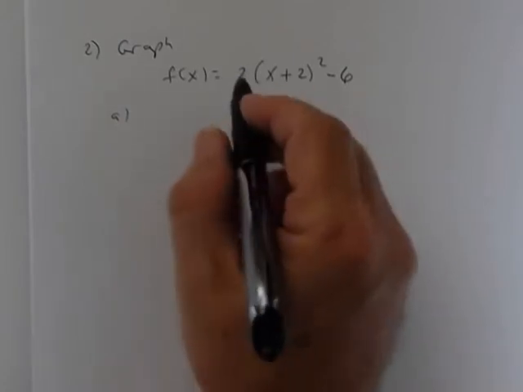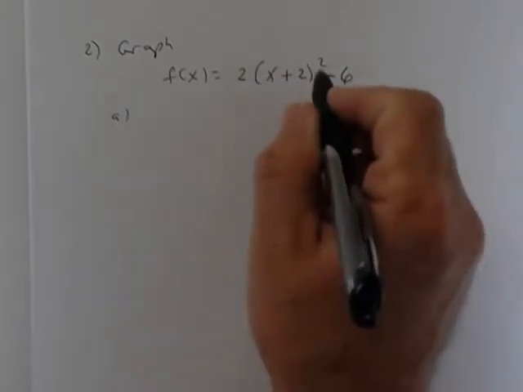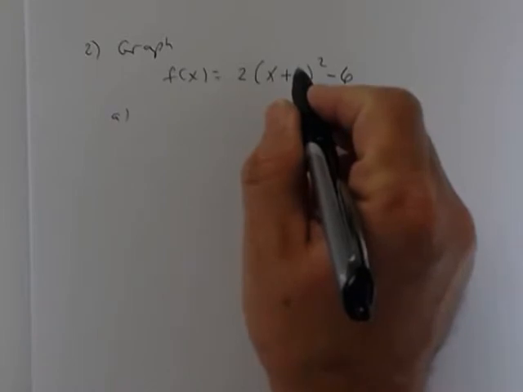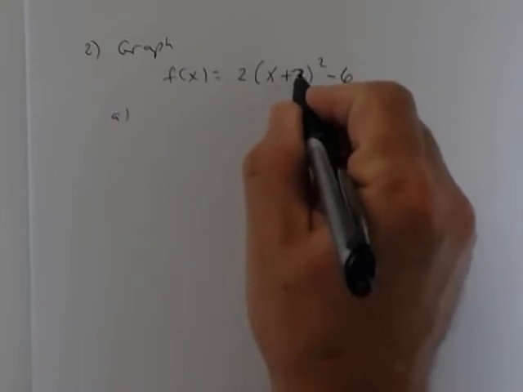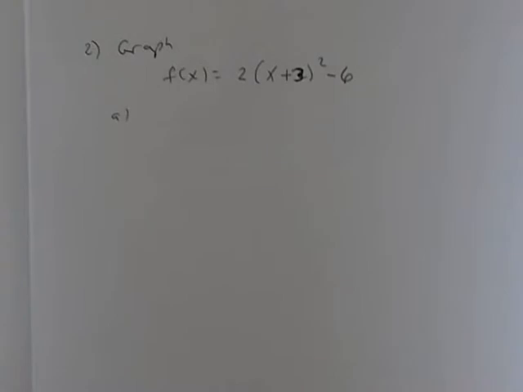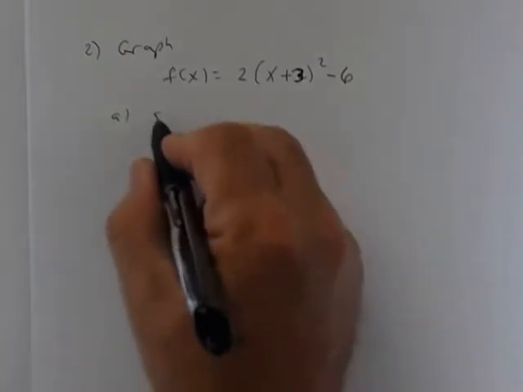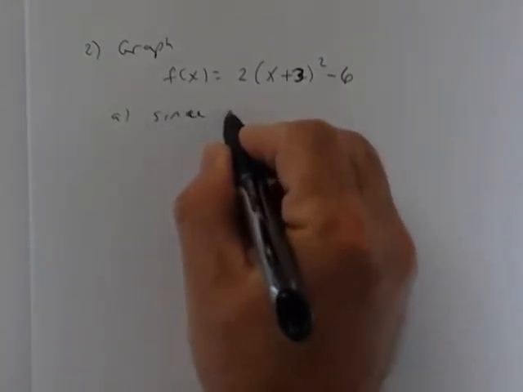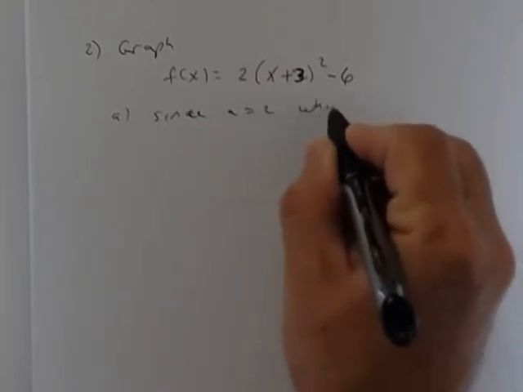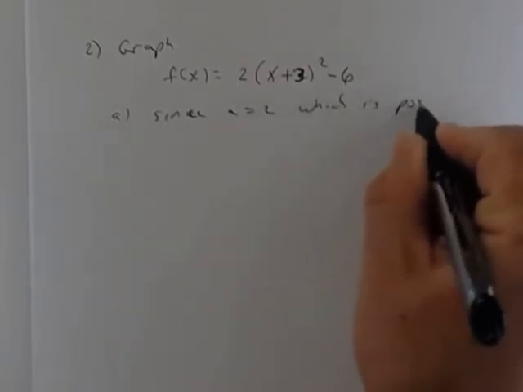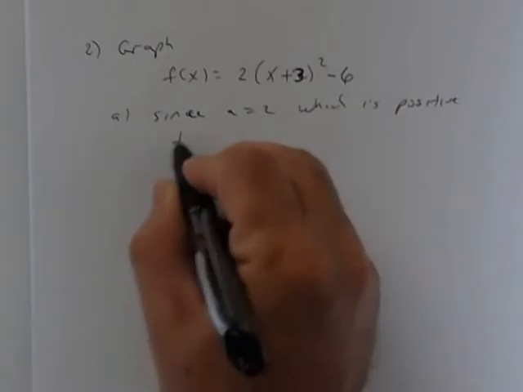So, I'm going to go ahead and make this one right here a 3, so I don't use the same numbers. Just make that a 3. So since A is 2, which is positive, the parabola is going to open up.